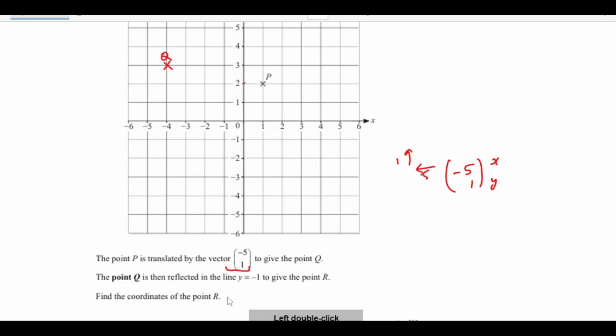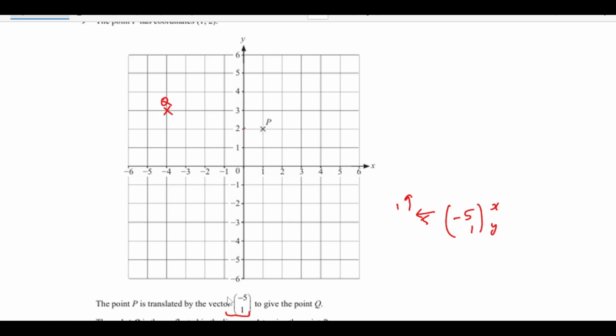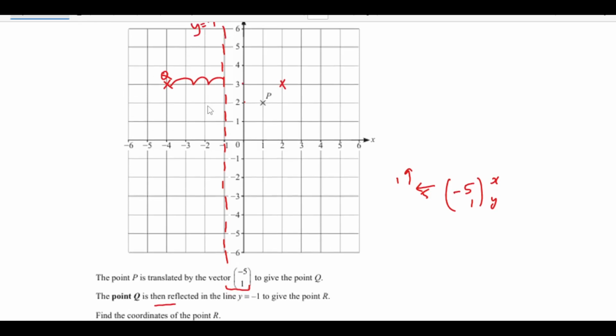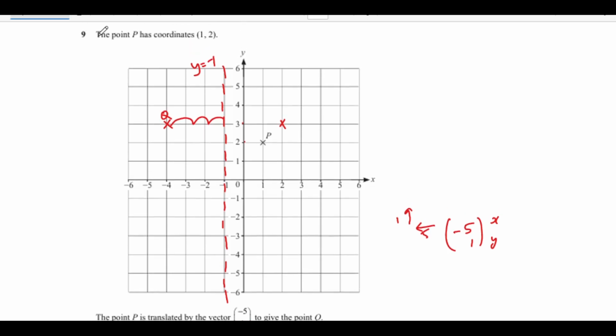Okay, the point Q is then reflected in the line y equals negative 1. First of all, draw the line y equals negative 1 with your ruler. So this is the line y equals negative 1. Now from here you count 1, 2, 3 squares. Oh, sorry guys, this is really sorry. This is x equals 1. I have taken the wrong line. Let me drop this.